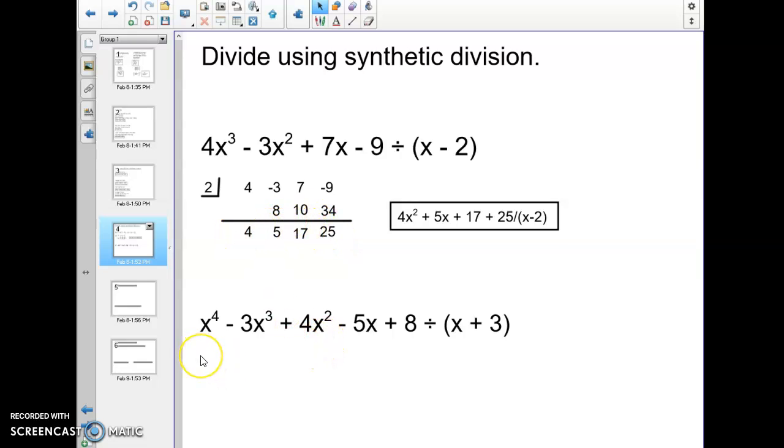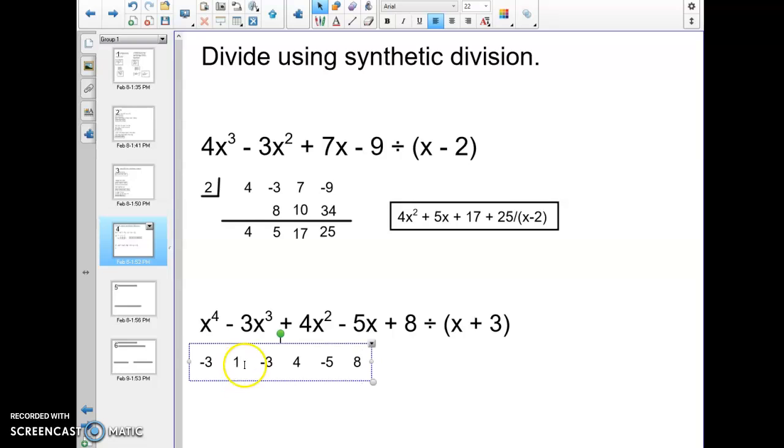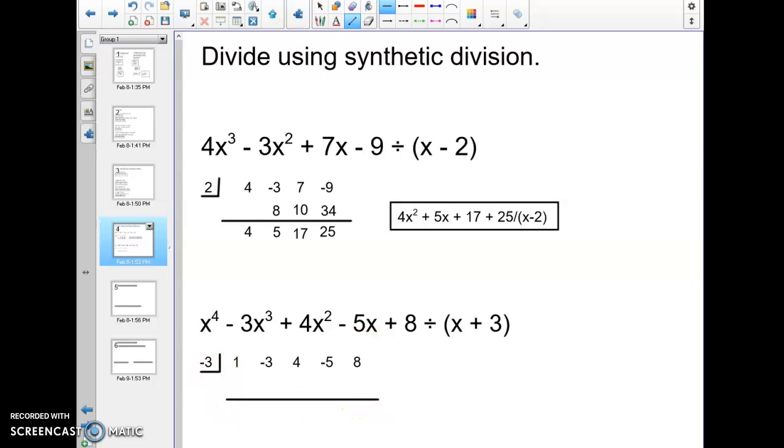With this one you have an extra term, but the divisor to make it equal to 0 is -3. And then 1, -3, 4, -5, and 8. Put our lines in. Down. Down. Okay. 1, dropping that first term. -3, we end up with -6. And then -6 times -3 is 18.